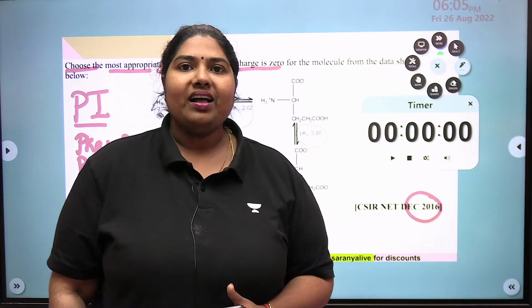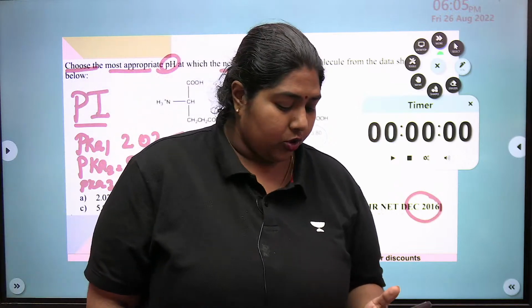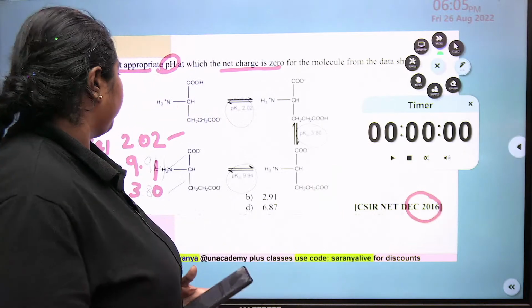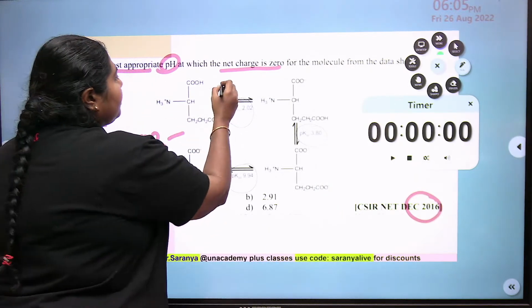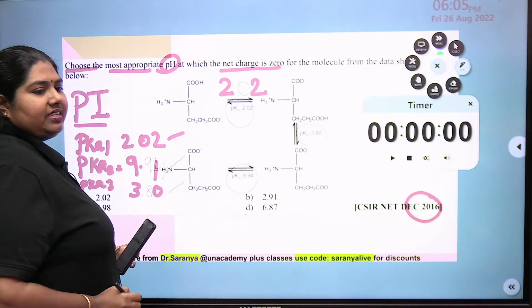So if it is a 3 numbered value, it is going to be a different methodology to follow. What you have to do is check out these pKa values. So let us take this. Here the pKa value is 2.02.